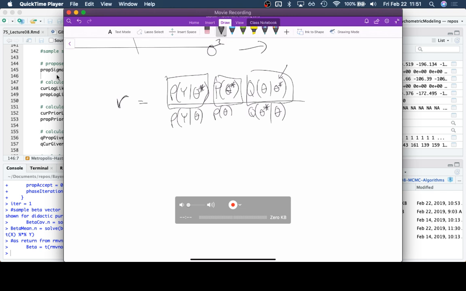This thing forms a number that goes from 0 up, potentially up to infinity, right? But we're going to accept theta star with probability r. So if this thing's above 1, we're going to guarantee we accept it. So that's how it works.